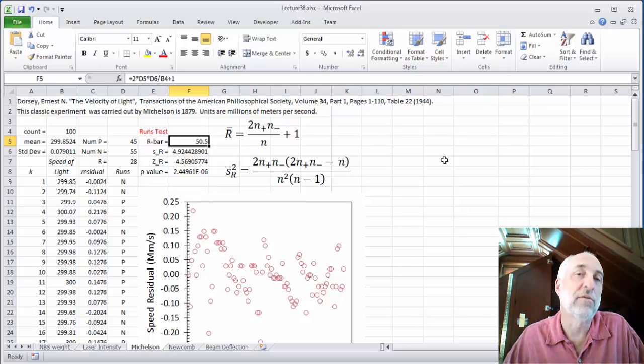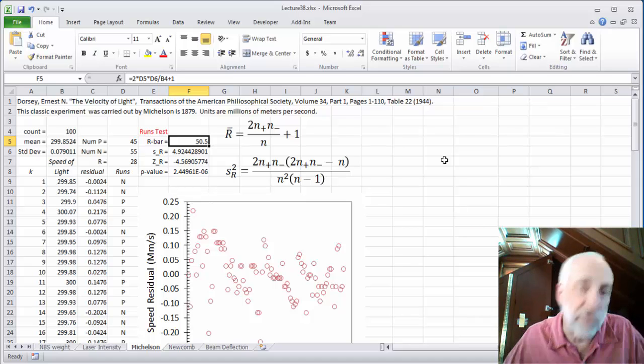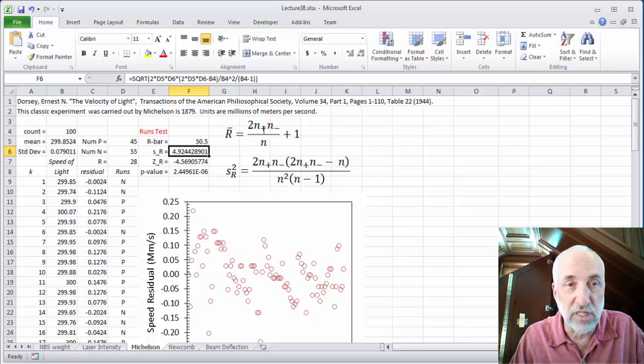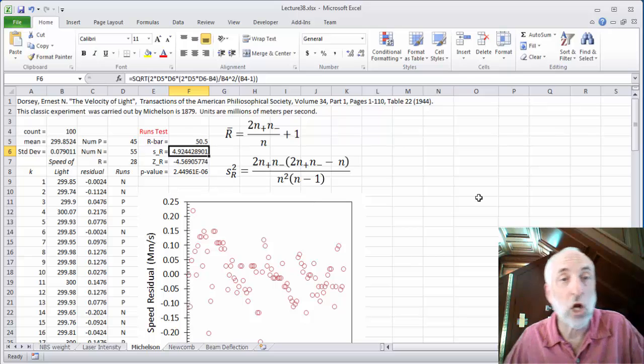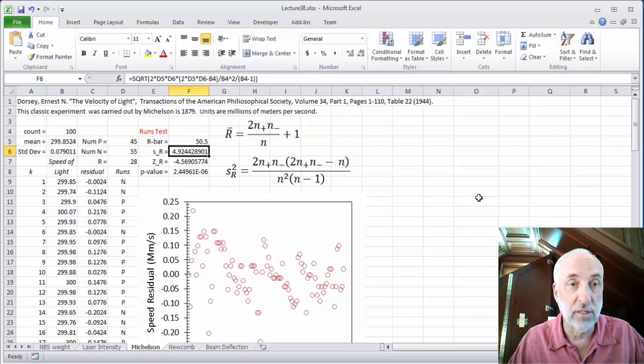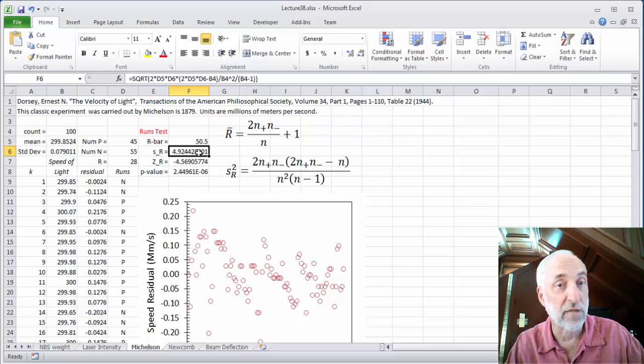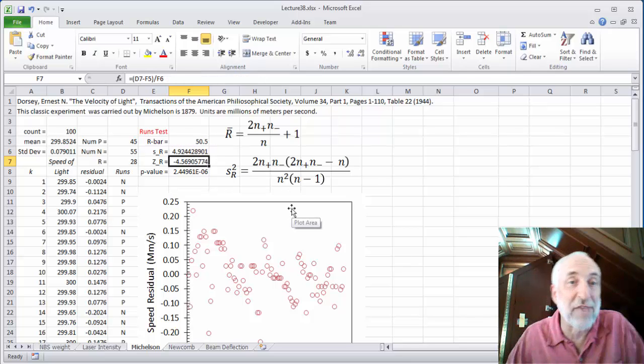For a large value of n, we're going to expect to get n over 2. N over 2 would be 50 exactly in this case. It's close, 50.5. The standard deviation, the square root of this formula here, is about 5, which means that I take 28, subtract off R bar, 50.5, and divide by 4.9244, the standard error of R, and that gives me the Z value of R.